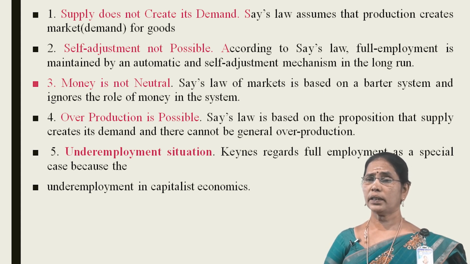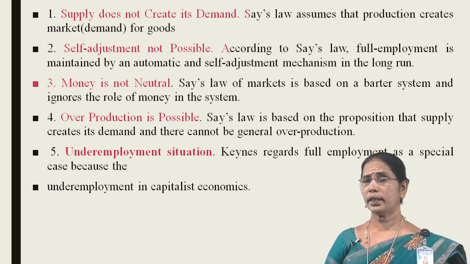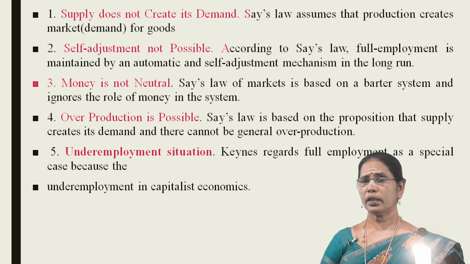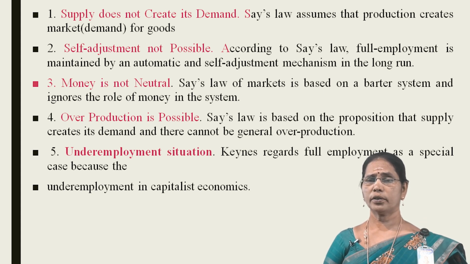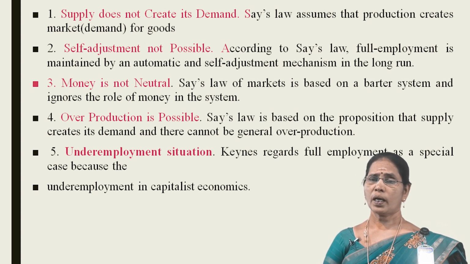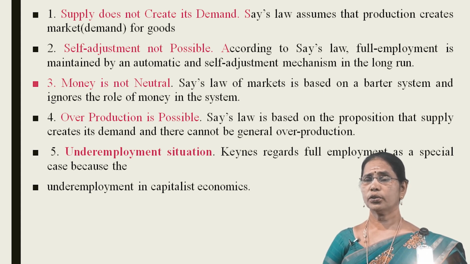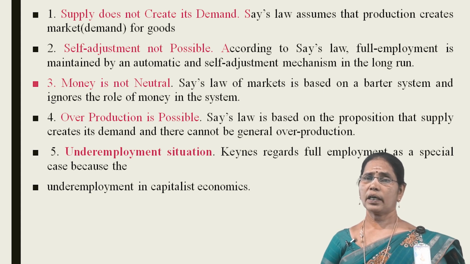Overproduction is possible. Say's law is based on the proposition that supply creates its own demand, and there cannot be general overproduction. If any overproduction or stock is maintained, automatically it will create some unemployment. Underemployment situation. Keynes regards full employment as a special case because he explains how to maintain underemployment, how to affect the full employment. Underemployment in capitalistic economy. So the underemployment situation is only possible in a capitalistic economy.